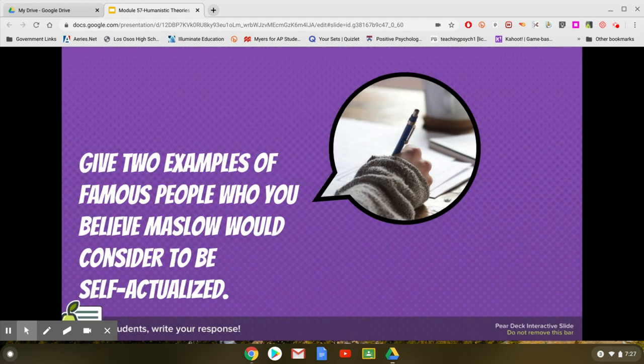So, based on that, I'd like you to give two examples of famous people. Think historic figures, any type of celebrity. It could be from back maybe in Maslow's day to now. Who do you think Maslow would consider to be self actualized? And tell me why. What is it that that person has done that makes you think that way?